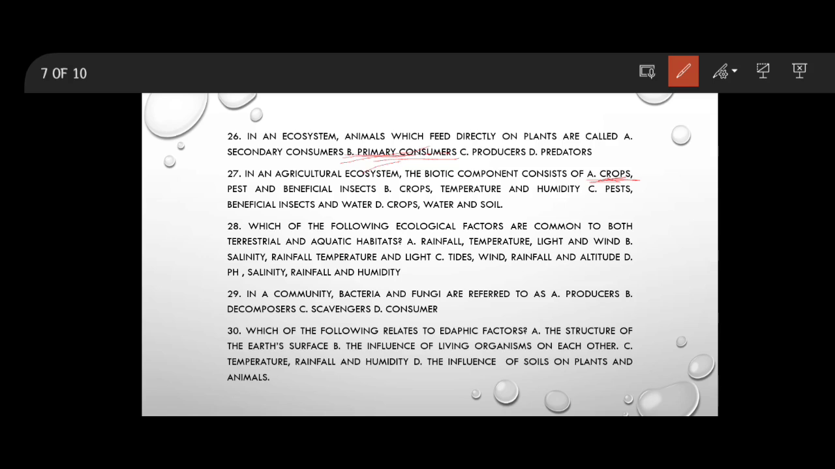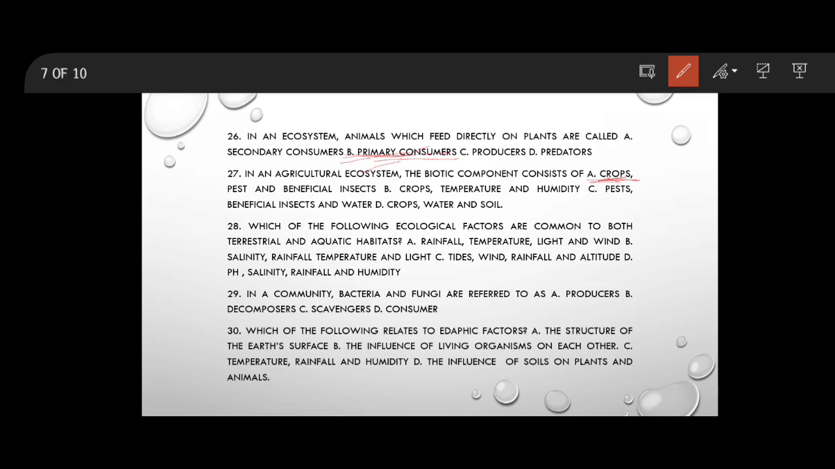Aquatic habitat. Option A. What is happening? What can affect both aquatic and terrestrial habitat? Option A has rainfall, yes. Temperature, yes. Light, yes. Wind, yes. Salinity is a function of the concentration of salt in the water. So it is a function of the aquatic environment, not the terrestrial environment. Therefore, option B is wrong.